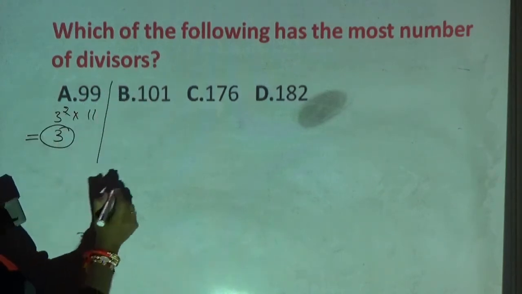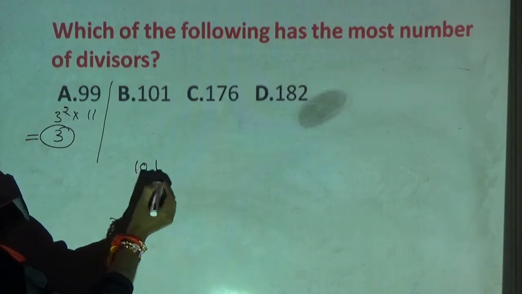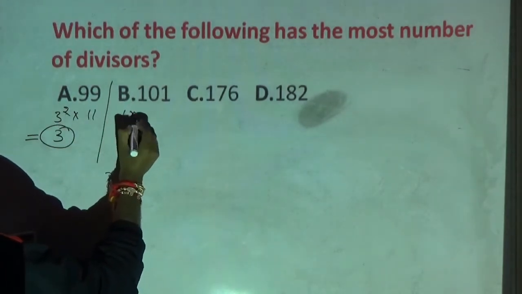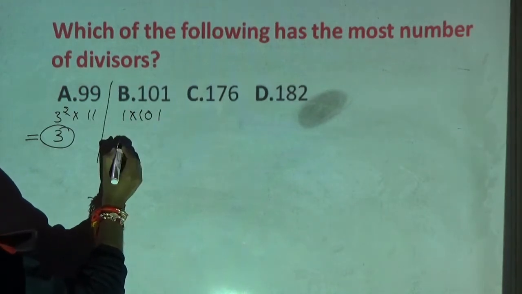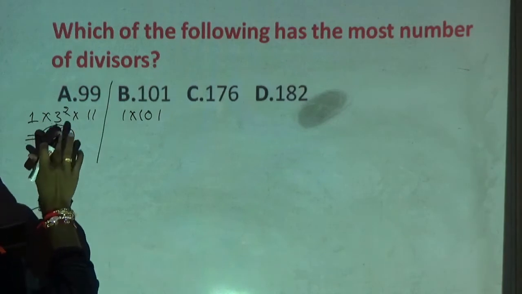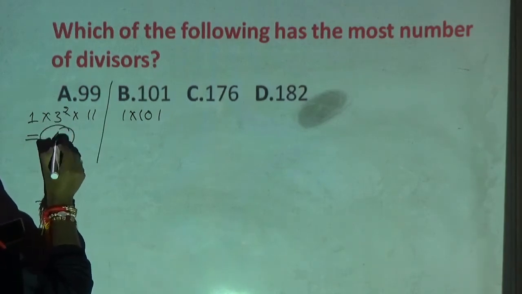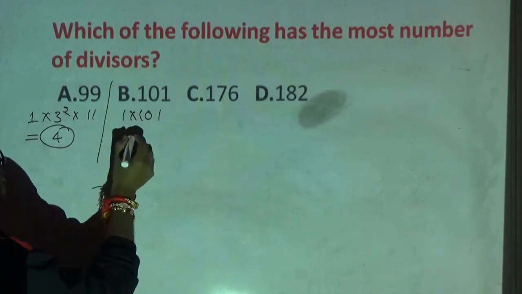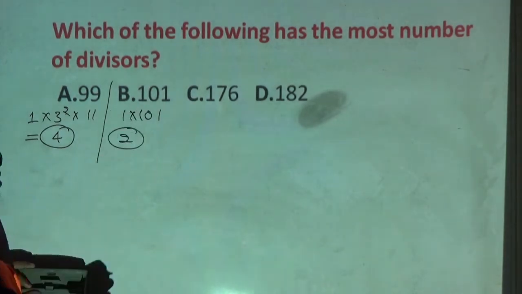Okay, now for your 101. This 101 is a prime number, right? 101 is a prime number. Therefore 1 into 101. So how many divisors am I having? If I consider 1 also here, I can take 1 also. So totally how many divisors then? 4 divisors. If I ignore 1, there will be 3 divisors. Now how many divisors here? 2, including 1 and 101.